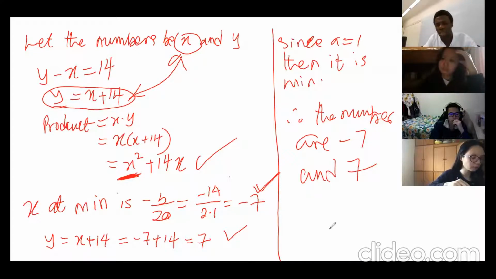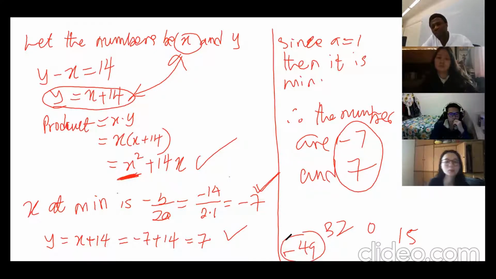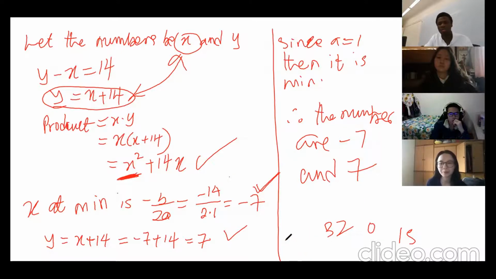But what is 2 times 16? 32. What is 0 times 14? 0. What is the product of 1 and 15? You get 15. But these two are the only two numbers that give you negative 49 as the product. And this is the minimum. That's what this is talking about. Does it make sense? Yes. All right. So this group, you have done a wonderful job.